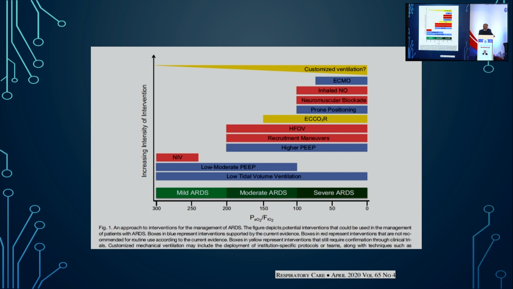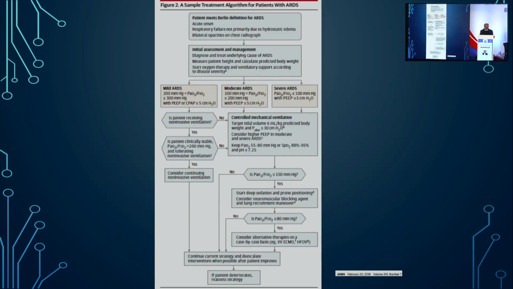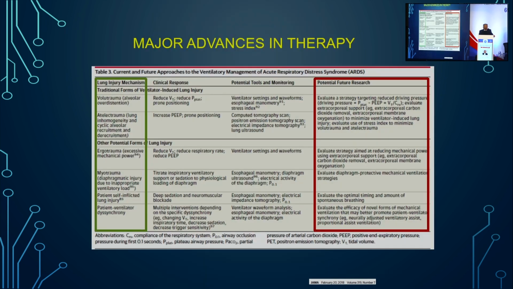So when it progresses to severe ARDS, if it is only hypercapnic, you can try ECCO2R, or prone positioning with neuromuscular blockade, nitric oxide, and finally ECMO. So this is the algorithm of how you proceed to take care of a patient with ARDS. I will not get into details of this, but there is a standardized way to go about it.